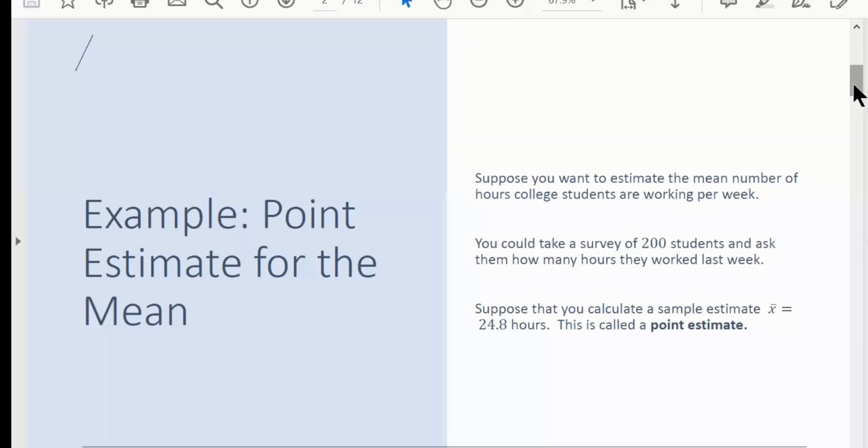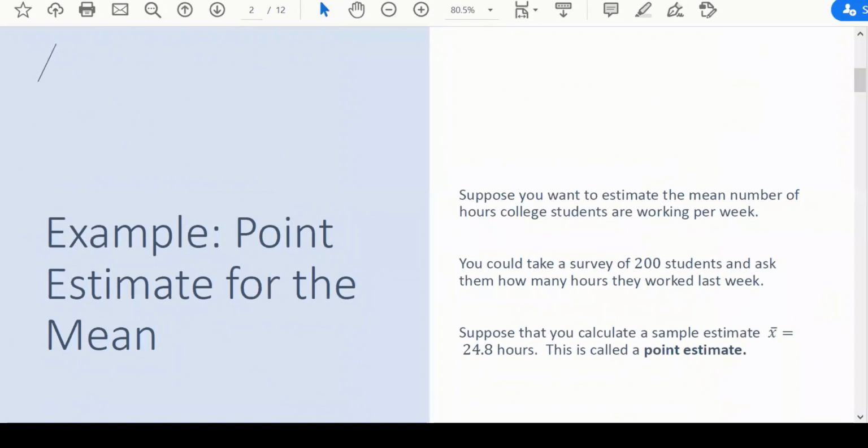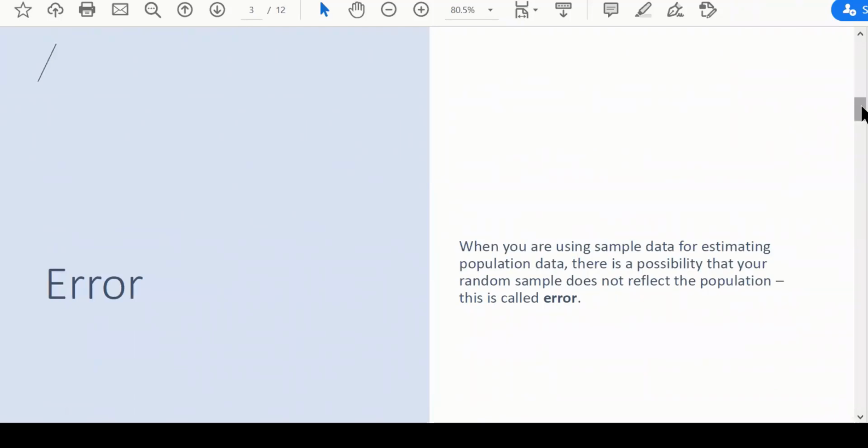So going back to the question, suppose you want to estimate the mean number of hours that college students are working per week. You could take a survey of 200 students and ask them how many hours they worked last week. This sample estimate, x bar, is the mean of your sample, and it's called a point estimate because it's just one point of data. And again, when you're using sample data to estimate the population, there's a possibility that your random sample doesn't reflect the population, and this is called error.